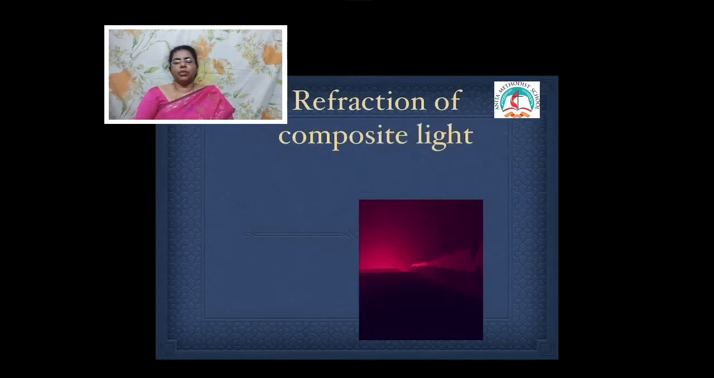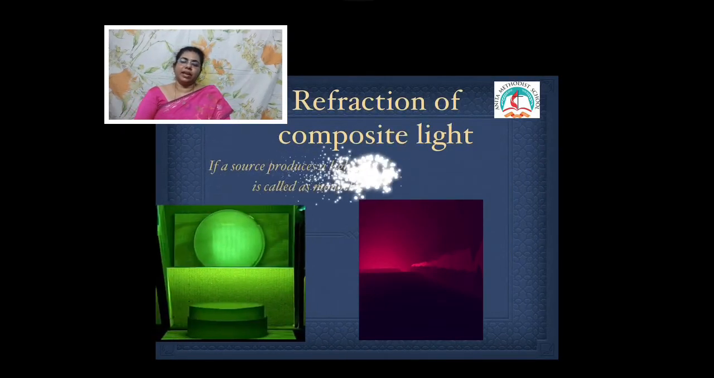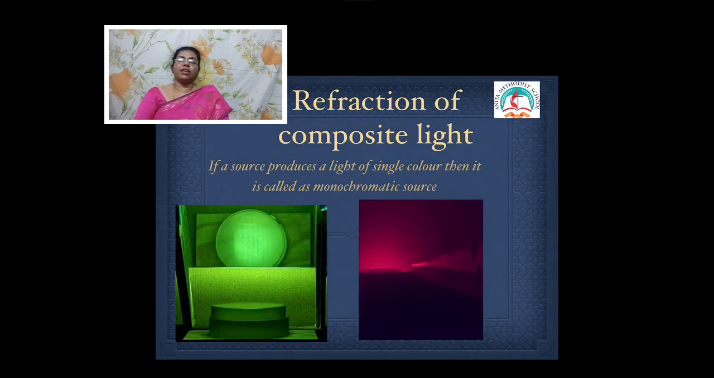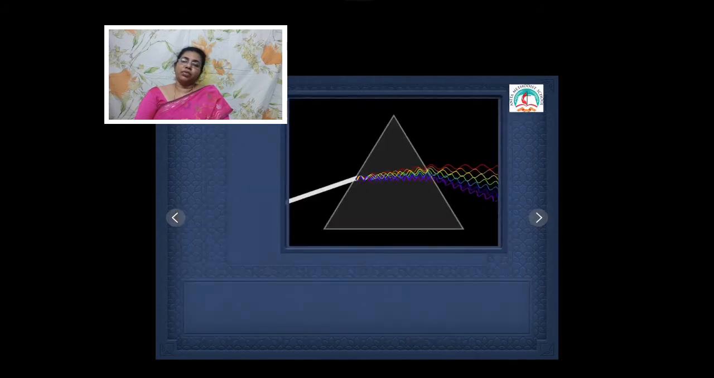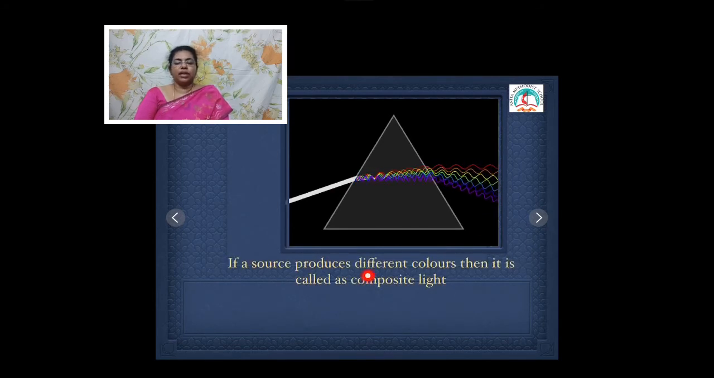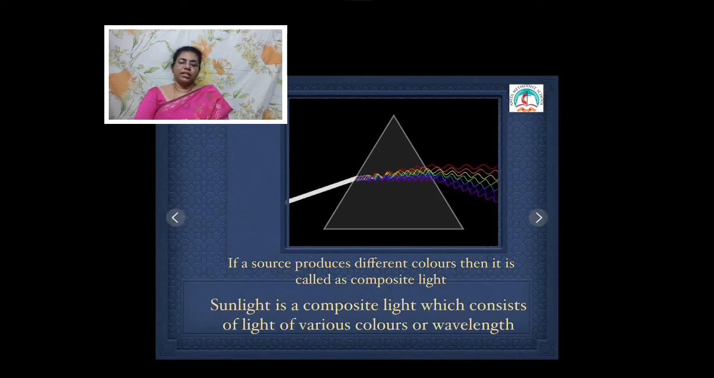Now let's learn about the refraction of composite light. If a source produces light of a single color, then it is called a monochromatic source. So monochromatic source means it produces a single color. Now if a source produces different colors, then it is called composite light. Sun is a good example. It is a composite light because it consists of various colors of wavelength.